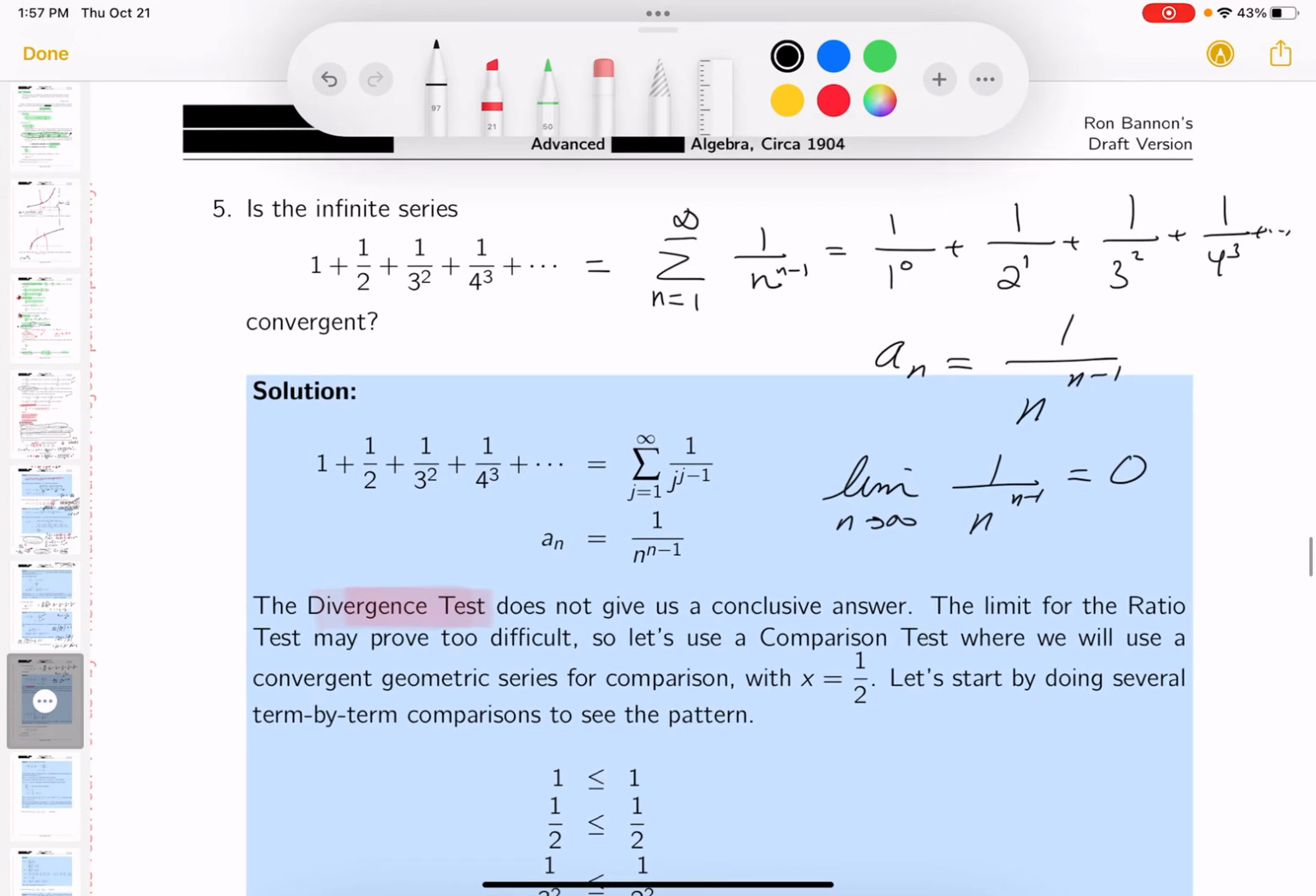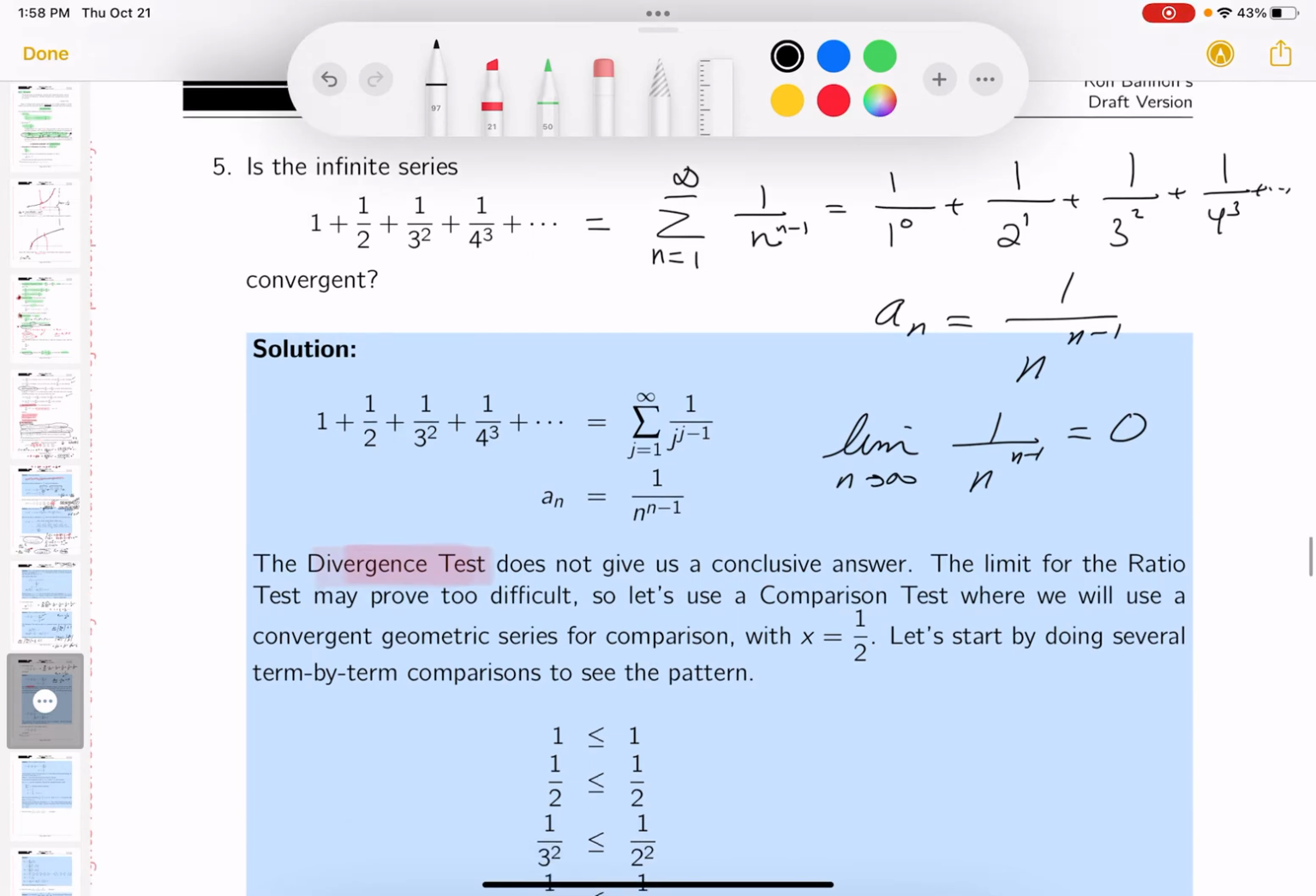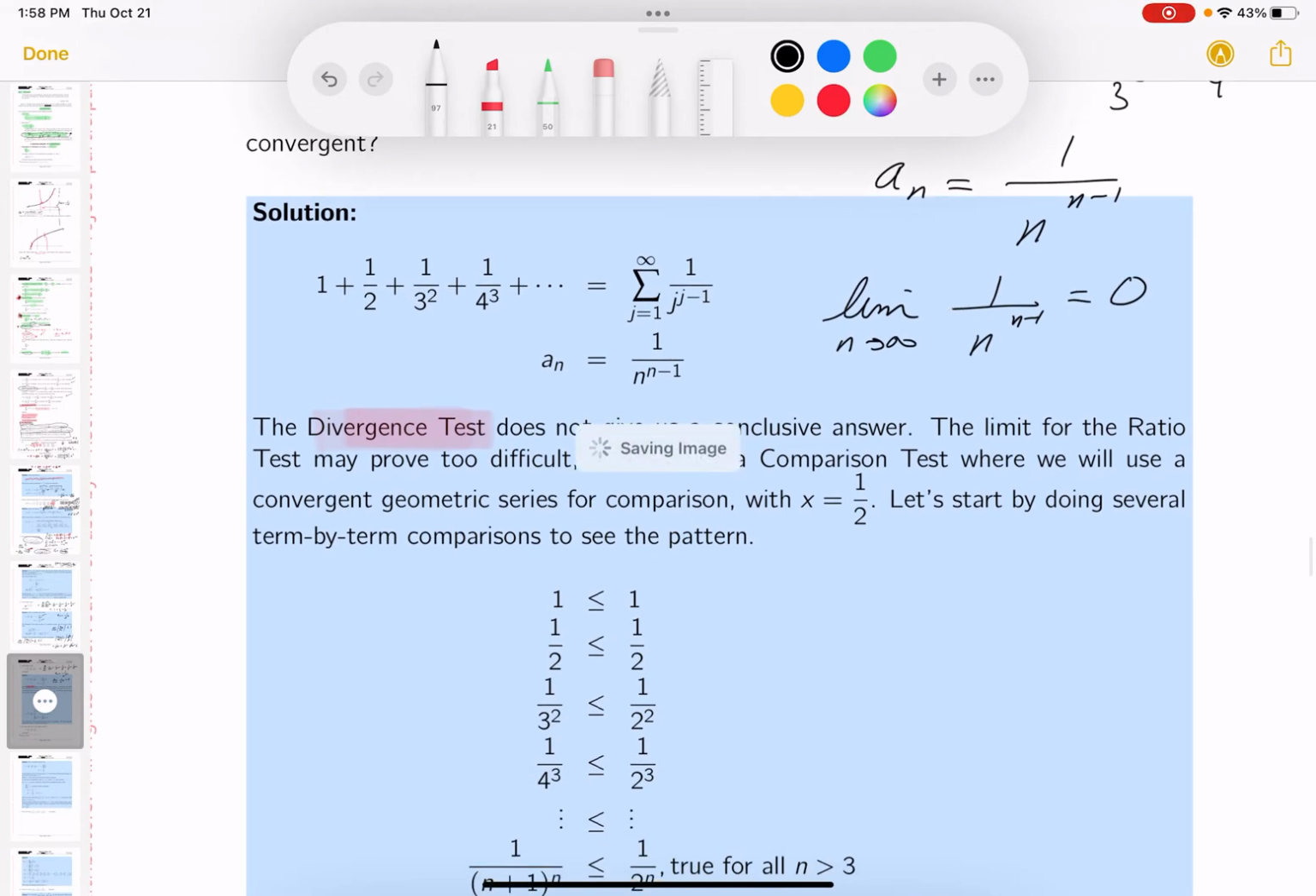And I know very little at this point. I know I could, for comparison purposes, maybe use the geometric series. Maybe I could use the p-series. P-series seems unlikely, and I'll tell you why. The p-series has to do with an exponent that's not changing, and this exponent keeps on changing, all right? So I'm going to say maybe geometric. Maybe a geometric comparison might be a good idea.